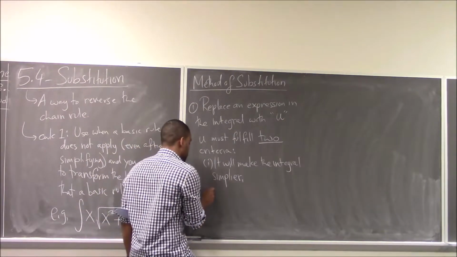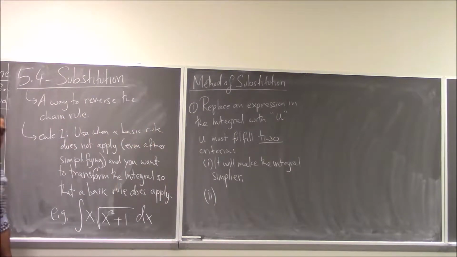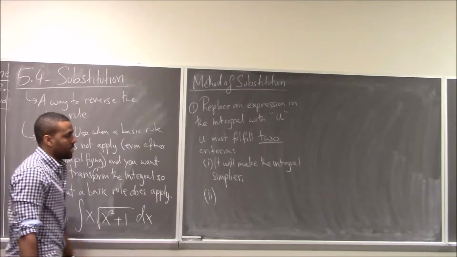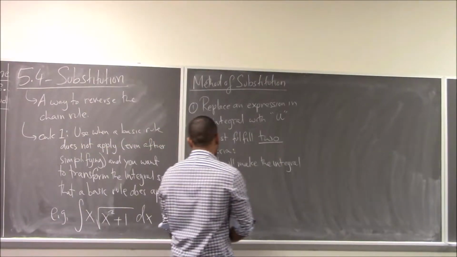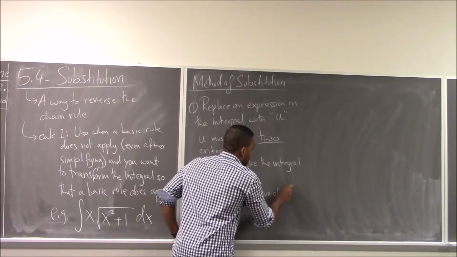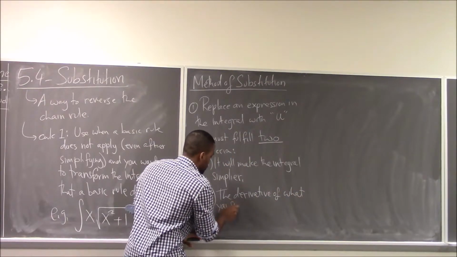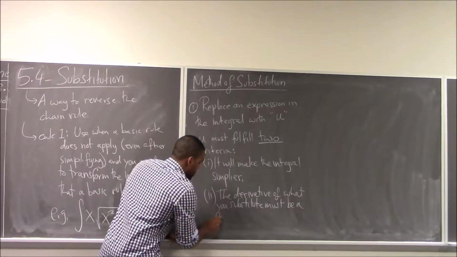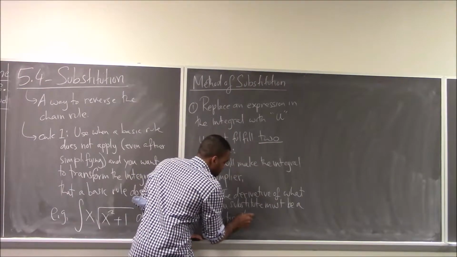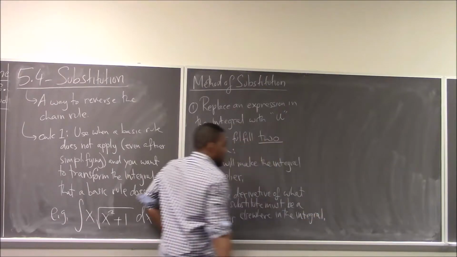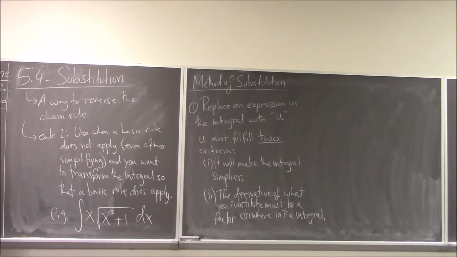But it's important. The second thing is also important. There are times when you might have several options for things to substitute. There might be a couple places in the function that look complicated, but you need to make sure that the second criterion is fulfilled, and that is the derivative of what you substitute must be a factor elsewhere in the integral. So we're transforming this integral, and you're going to have to be changing everything, including the dx part of the integral. And for that to work, you sort of need the derivative to work out.